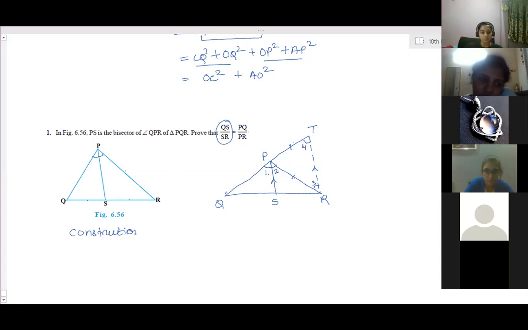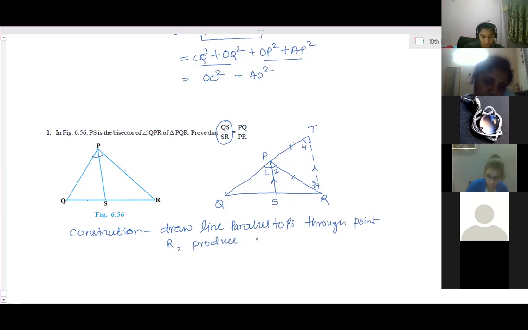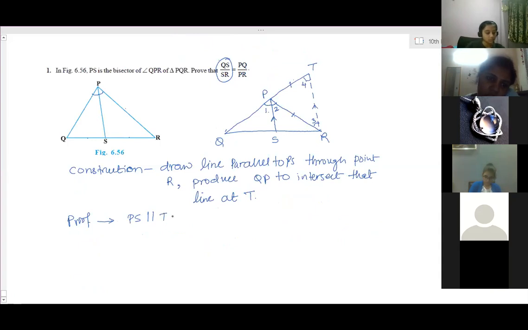Construction: draw a line parallel to PS through point R. Produce QP to intersect that line at T. Then proof: PS is parallel to TR.